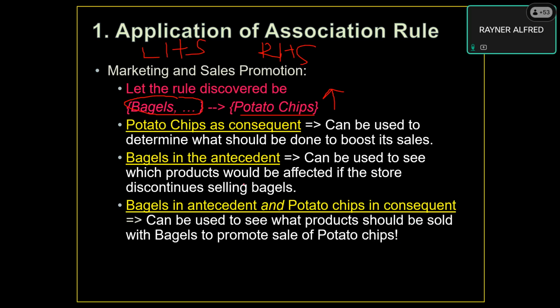This can also be used to see which product would be affected if the store discontinues selling bagels. If you discontinue selling bagels, the potato chip sales would be affected. So bagels in the antecedent on your left-hand side, and potato chips in the consequent on your right-hand side, can be used to see what products should be sold with bagels to promote the sales of potato chips.